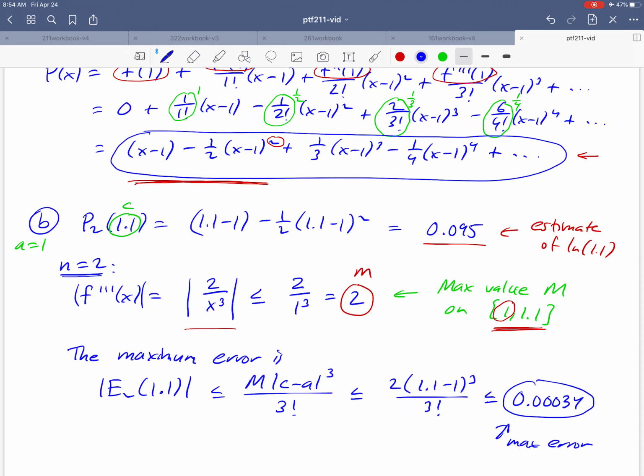So to sum it all up, there were two parts to our answer for part B. There was this number, the 0.095, that was our estimate of ln of 1.1, and this number down here is telling us the maximum error in that estimate. It can be off by no more than 0.00034, which is pretty good accuracy.